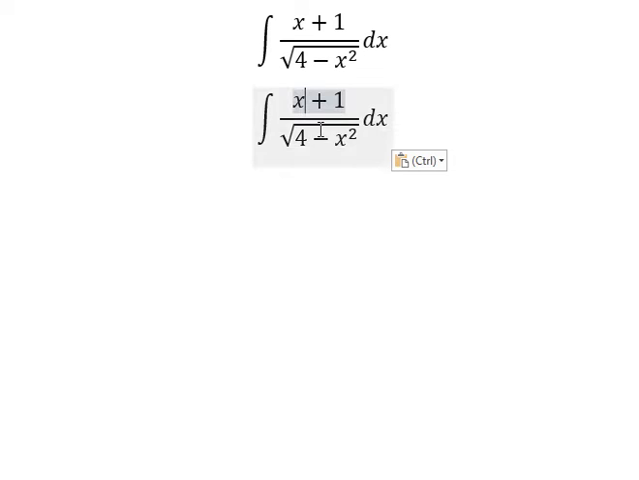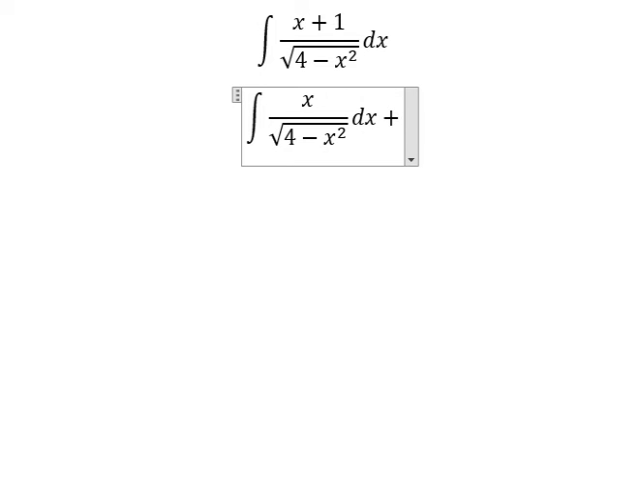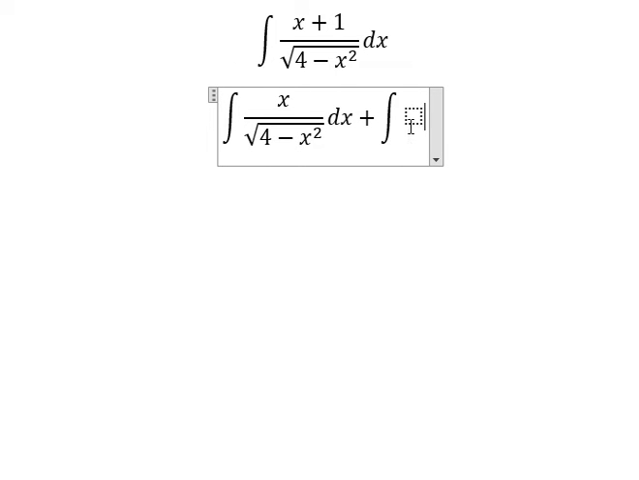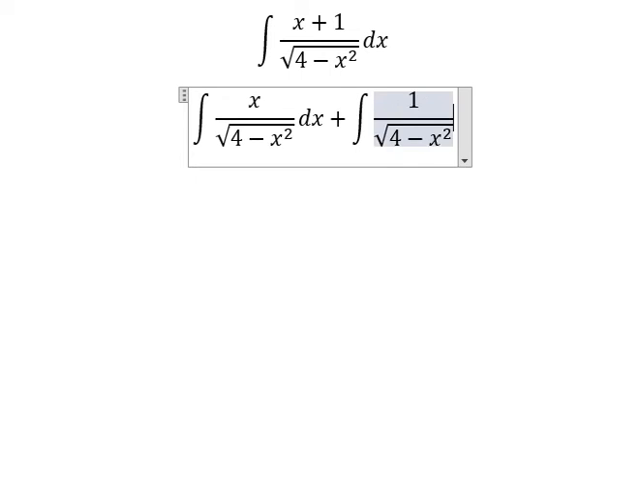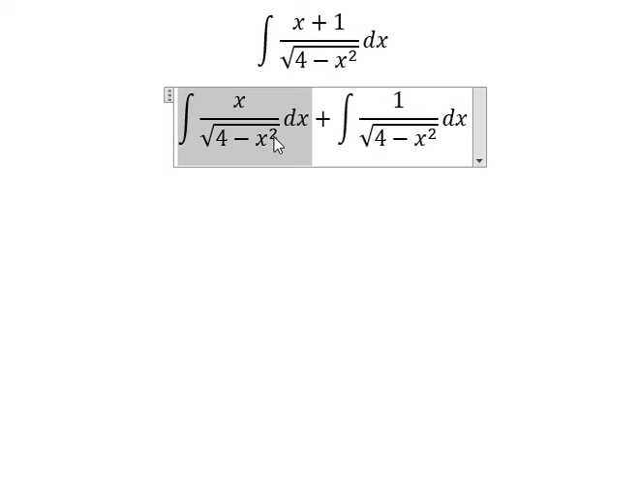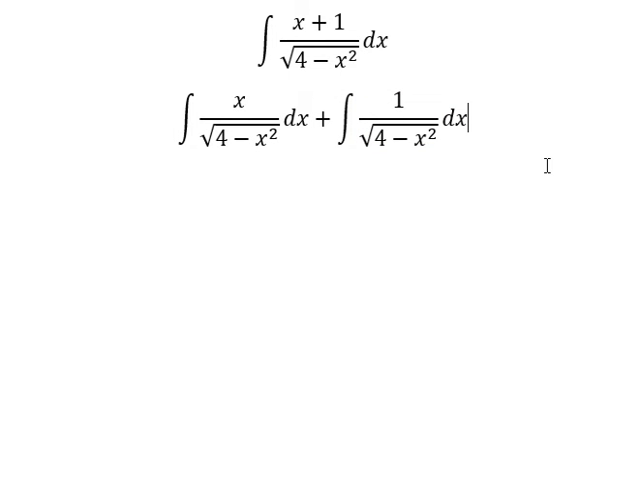We need to separate them into s over the square root of 4 minus s squared and 1 over the square root of 4 minus s squared. Now, I need to concentrate on this one first.